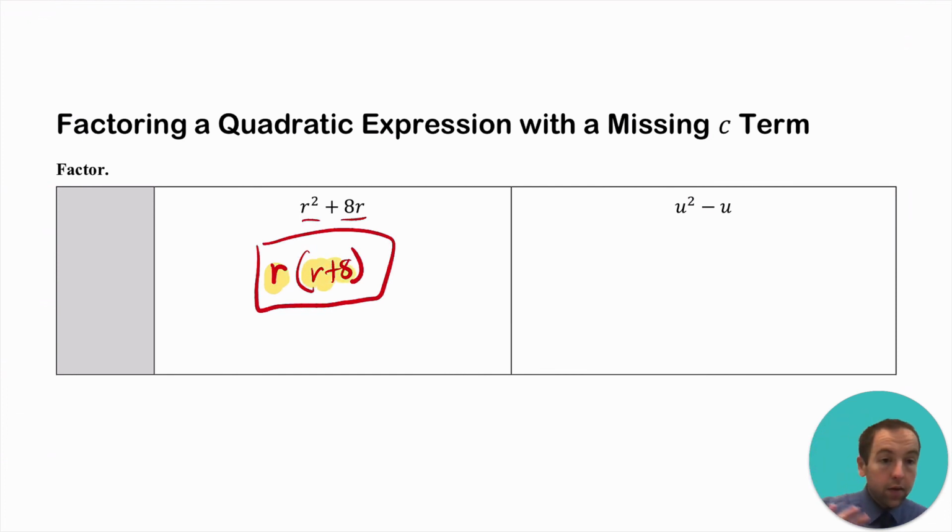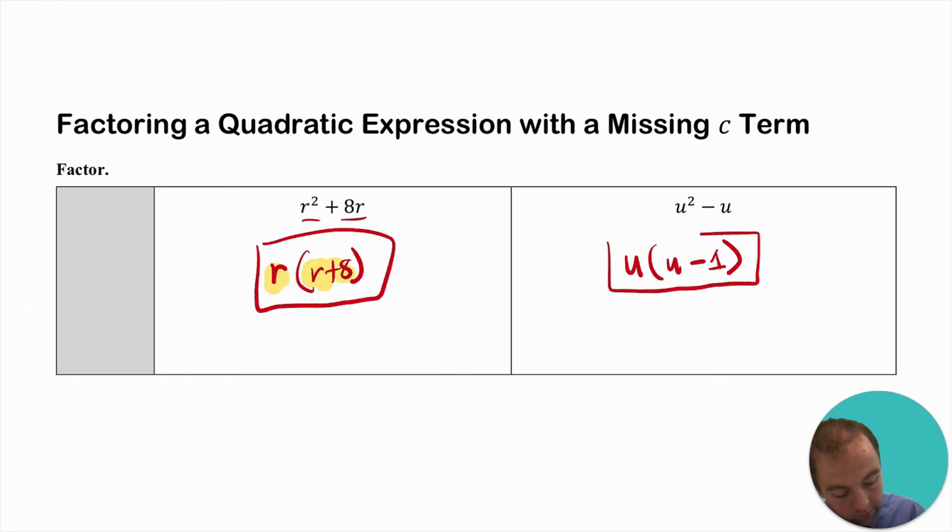Similarly with the other example, u squared minus u, it doesn't have any constant, but they both share a u as a common factor. So if you did factor out a u, you'd have u times u minus the number 1. And that would also be an appropriate factored version that you see going on there.